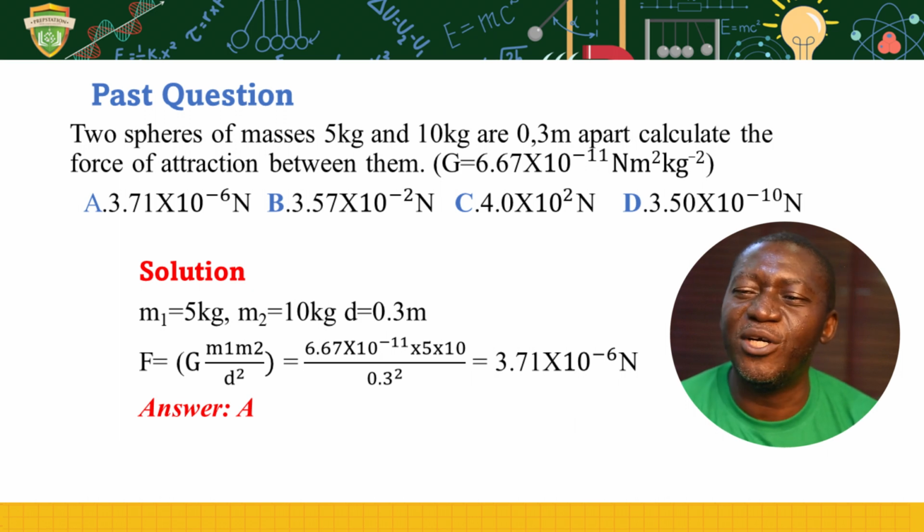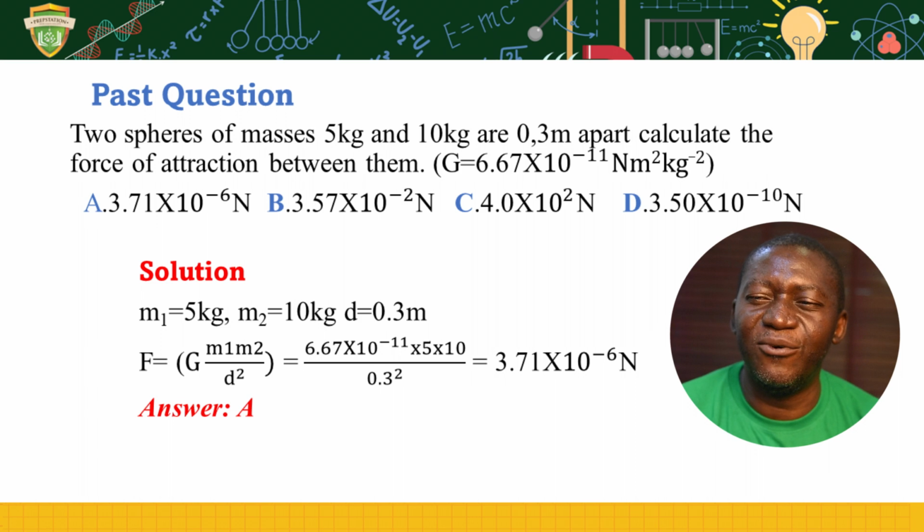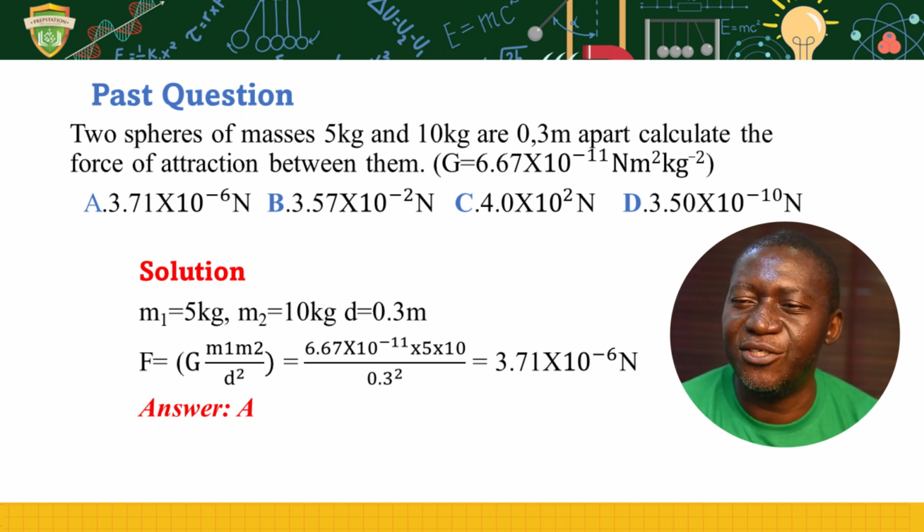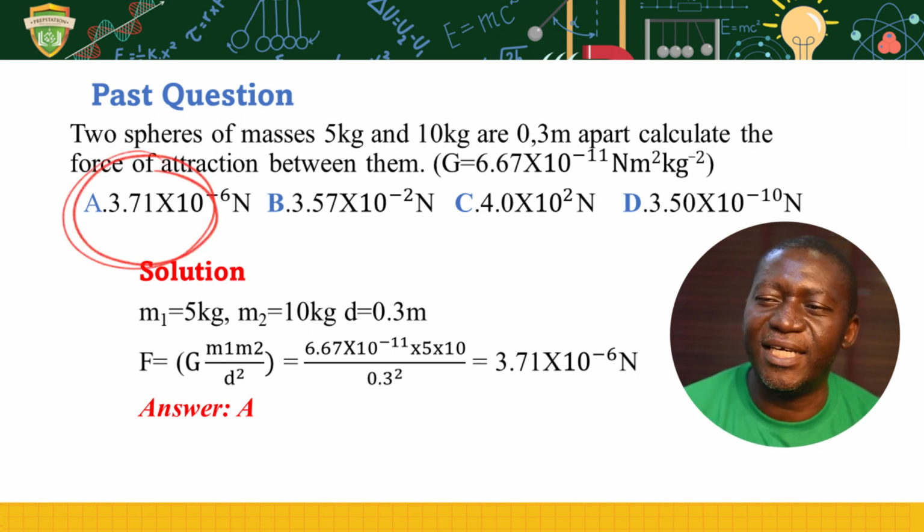If we go to the question and look at the options, you notice that A is 3.71 times 10 raised to power minus 6, B is 3.57 times 10 raised to power minus 2 newtons, C is 4.0 times 10 raised to power 2 newtons, and D is 3.50 times 10 raised to power minus 10 newtons. So the correct option to that question is option A, which is 3.71 times 10 raised to power minus 6 newtons.